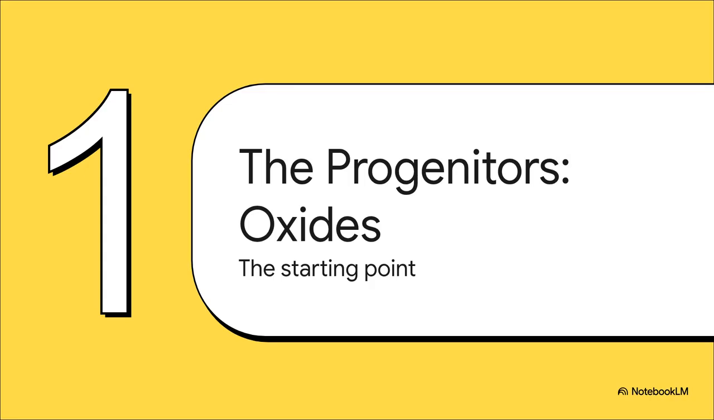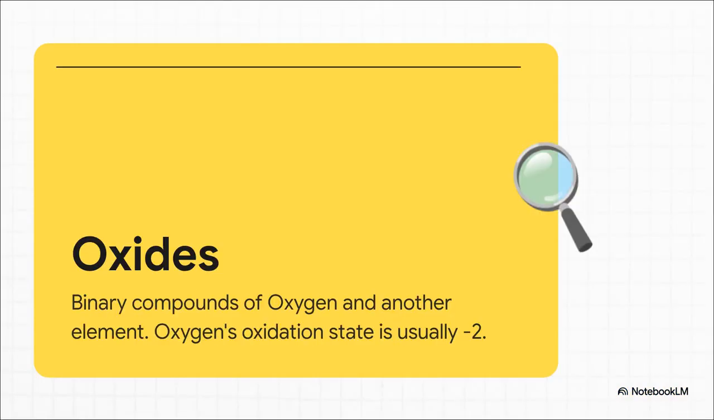Okay, so every family tree has to start somewhere, right? And for our chemical family, that starting point is the oxides. You can think of them as the great-great-grandparents of the entire clan. They're the progenitors, where everything else branches off from. And what is an oxide? It's actually pretty simple. It's just a binary compound, which is a fancy way of saying it's made of only two elements. And one of those two elements is always oxygen. That's it. This simple little partnership is the foundation for pretty much everything else in this family.